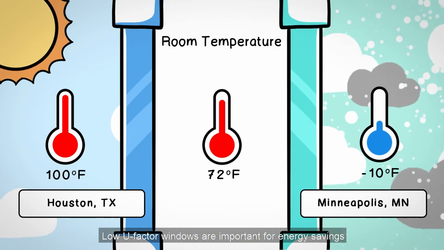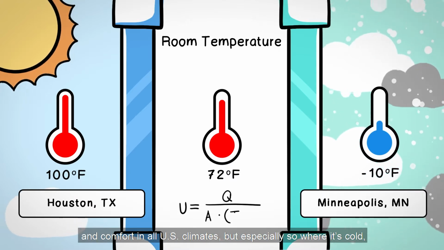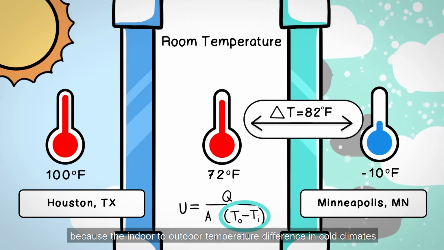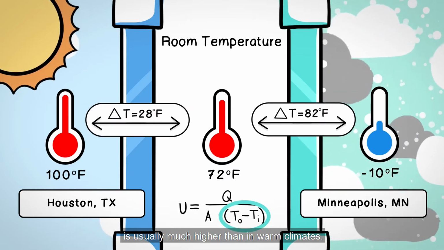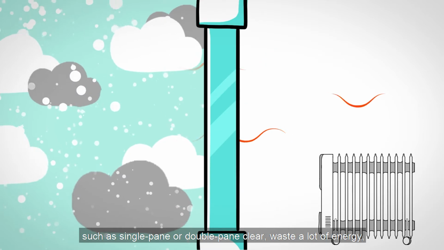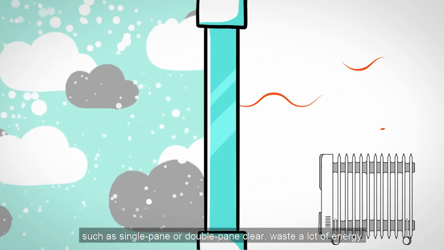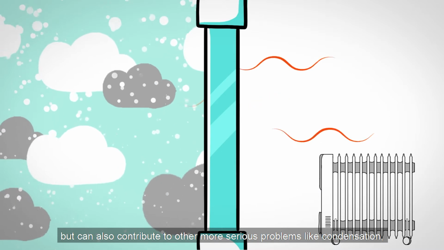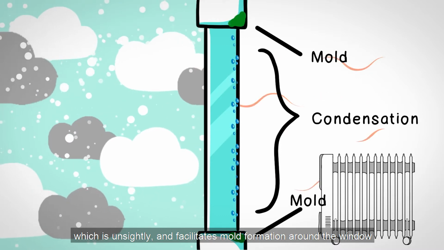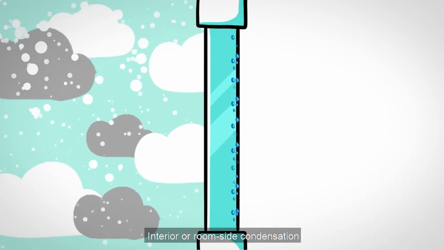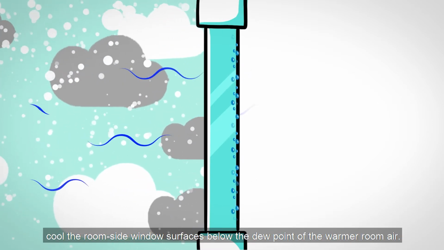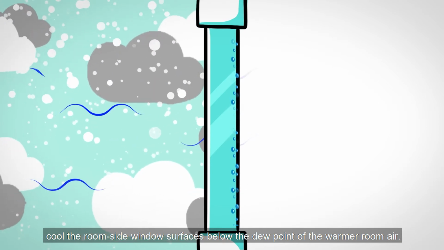Low U factor windows are important for energy savings and comfort in all US climates, but especially so where it's cold, because the indoor to outdoor temperature difference in cold climates is usually much higher than in warm climates. Poorly insulating or high U factor windows, such as single pane or double pane clear, waste a lot of energy, but they can also contribute to other more serious problems like condensation, which is unsightly and facilitates mold formation around the window. Interior or room-side condensation usually occurs in the winter when cold outdoor temperatures cool the room-side window surfaces below the dew point of the warmer room air.